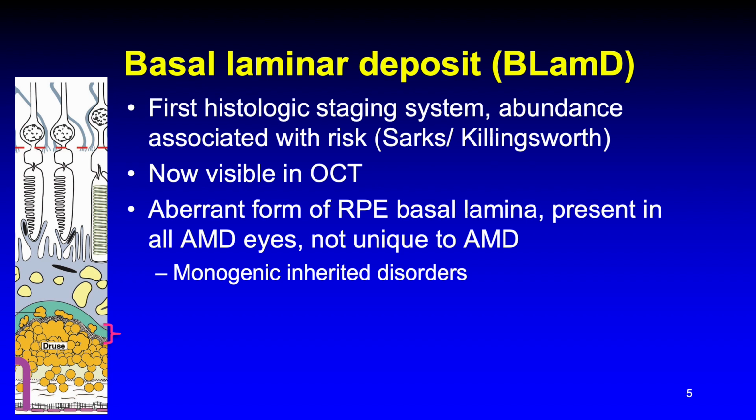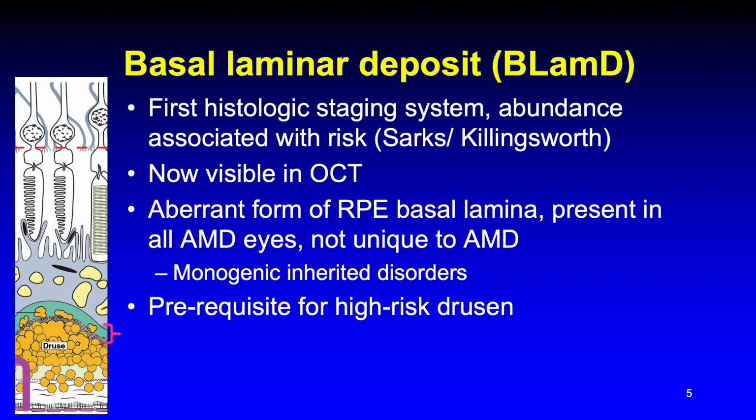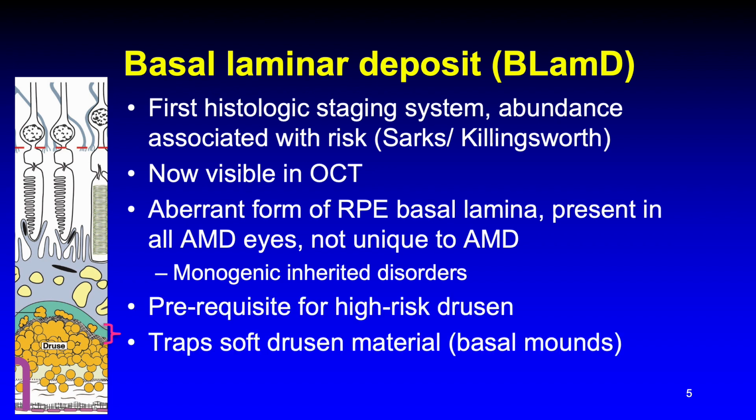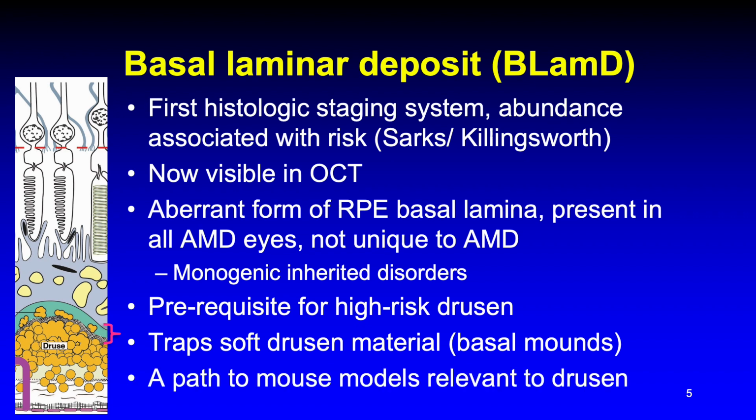It represents an aberrant form of RPE basal lamina, present in all AMD eyes and not unique to AMD, as it appears in several monogenic inherited disorders. It is a prerequisite for high-risk drusen, and it traps soft drusen material in streaks and in basal mounds. And we can see a path to valid mouse models relevant to drusen in animals that have BLamD.